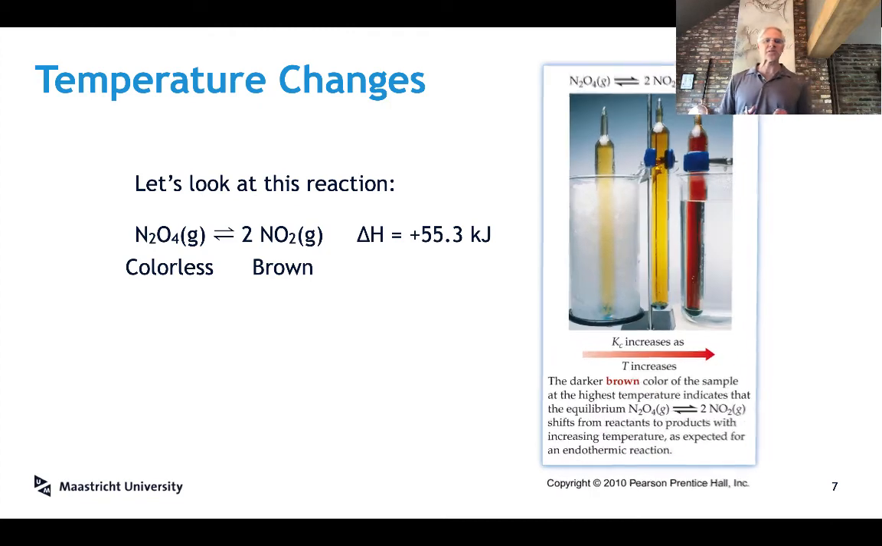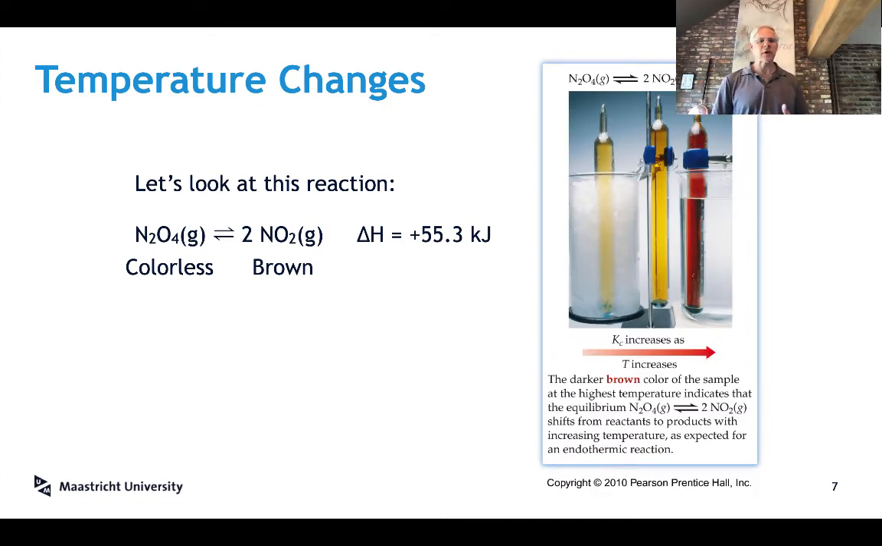So let's look at this reaction here. We've got N2O4 goes to 2 NO2. It has a delta H of plus 55.3. So we see that positive delta H there. That means that the reaction is endothermic. That means that I want to write plus heat on the reactant side. So now I have heat on the reactant side because it's endothermic. So this kind of helps me out. So what happens when I increase the temperature?